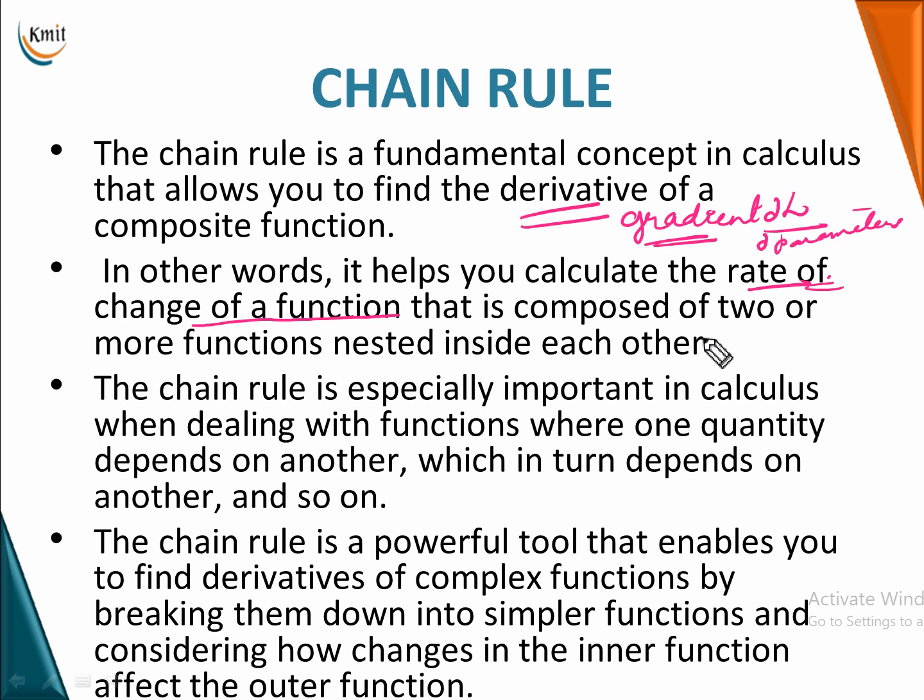The chain rule is very important in calculus when dealing with functions where one quantity is dependent on another quantity. As we all know, the loss function is dependent on the parameters of the model, like weights and biases. If there is any dependency, you will still be able to calculate the gradient using the chain rule. It is a very powerful tool that enables us to find the derivative of a complex function, wherein it breaks the complex function down into simpler functions and considers how changes in the inner function affect the outer function. That's what we are going to see in this chain rule.